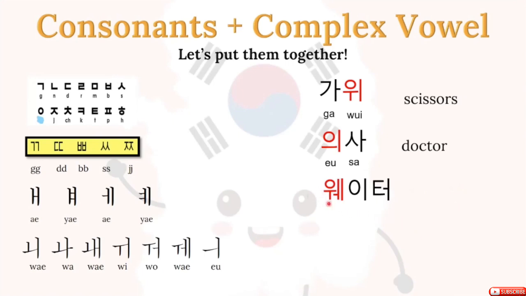No sound. 왜, 이, 터, waiter. Oh, sounds kind of familiar. Waiter, 터. Yeah, so that's waiter. Actually, it's an English word. Okay. So in Korean, we said waiter, at a restaurant. Okay, our next one.